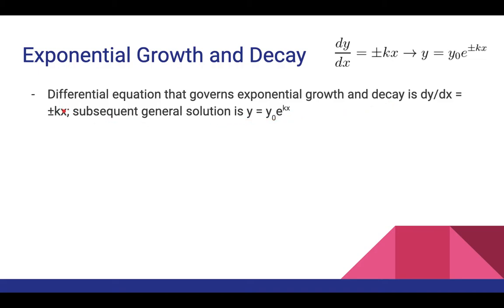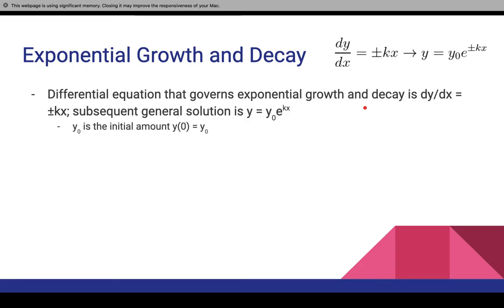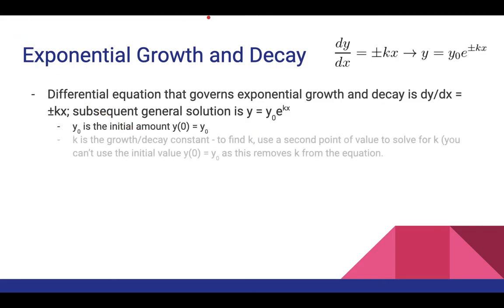Exponential growth occurs if k is greater than 0, and decay occurs if k is less than 0. The subsequent general solution is y equals y naught times e to the kt, where y naught is our initial quantity, again with k greater than 0 being exponential growth and k less than 0 being exponential decay. So y naught, again, is the initial amount.